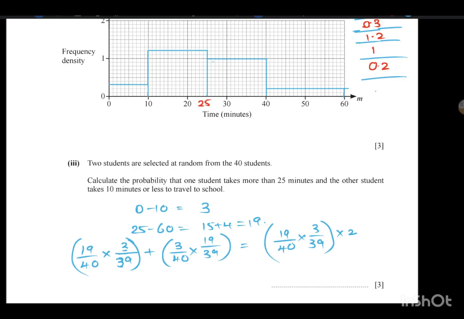Now you can just cancel out, because it is multiplication, no need of brackets, so directly we will write 19 by 40 into 3 by 39 into 2. 2 times 20, 3 times 13, so 19 by 13 into 20 is 260. The answer is 19 by 260. This is the probability.